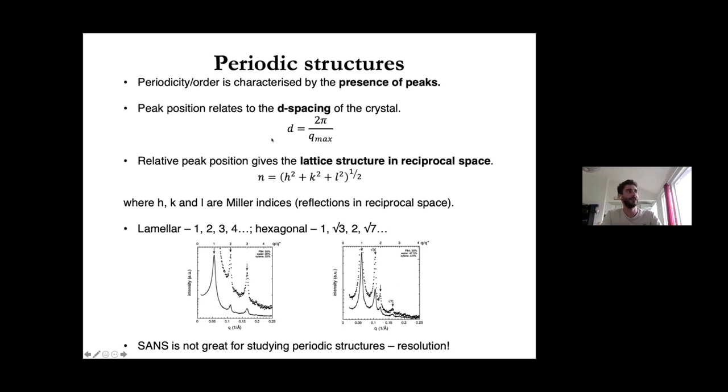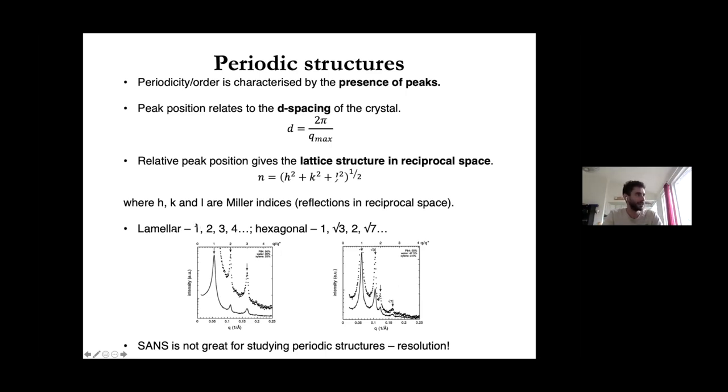Basically, as you do in crystallography, the peak position relates to the d-spacing in a crystal structure. Using Bragg's law and this Q vector equation, you can say that Q max, the position of the peak with the lowest Q and the maximum intensity, is inversely proportional to the correlation length of that system, in this case the d-spacing. Then you can use the Miller indices, as in crystallography, to calculate the lattice structure in reciprocal space. For example, if you have a lamellar phase, it's going to be a 1, 2, 3, 4 dependence.